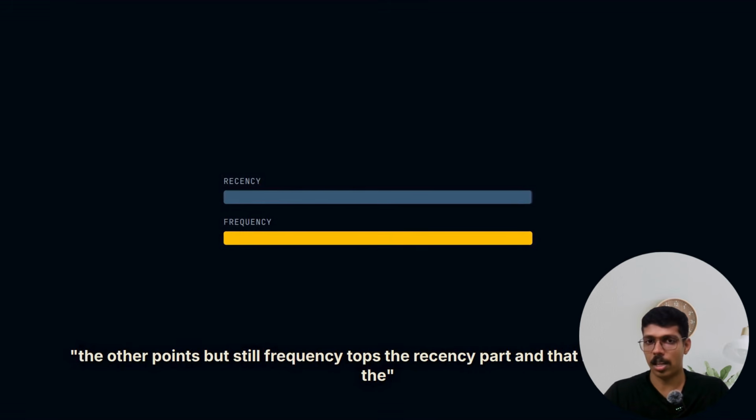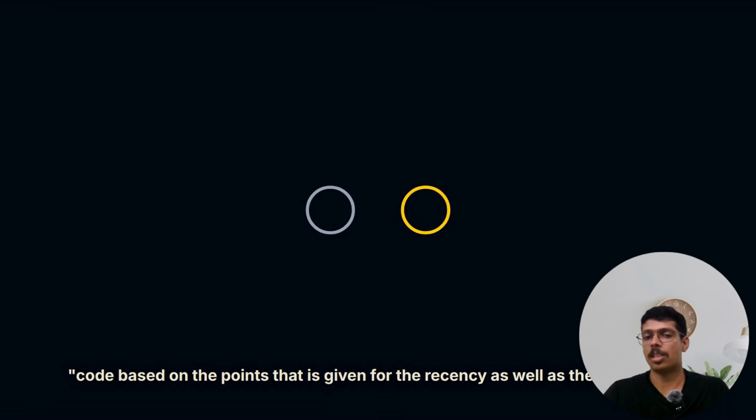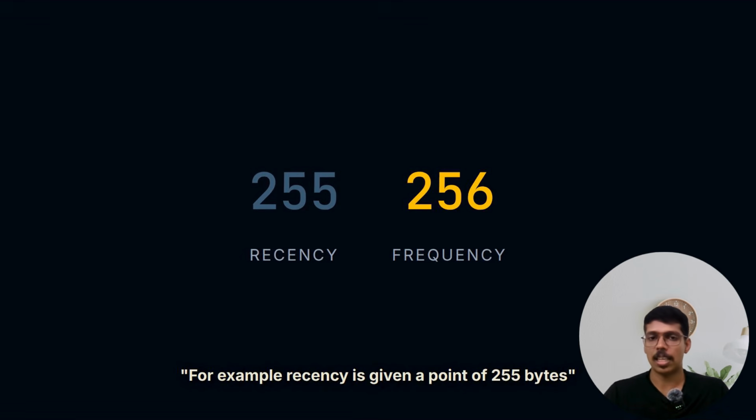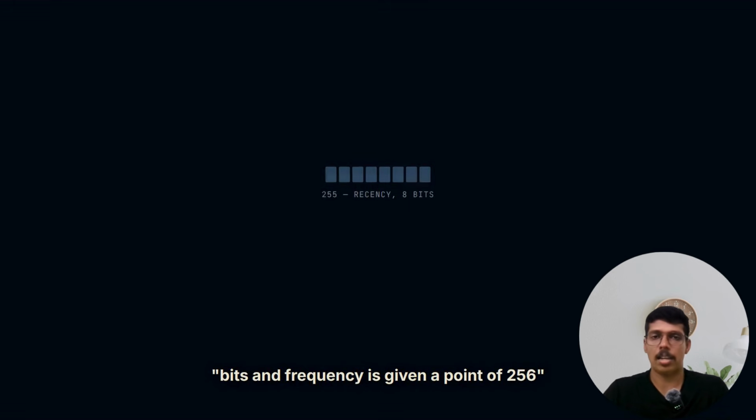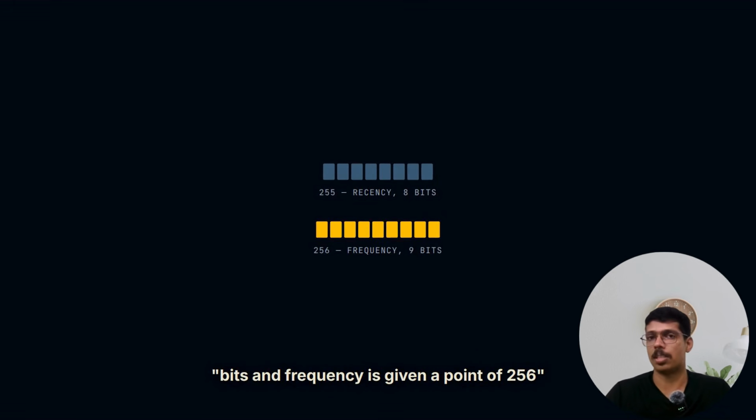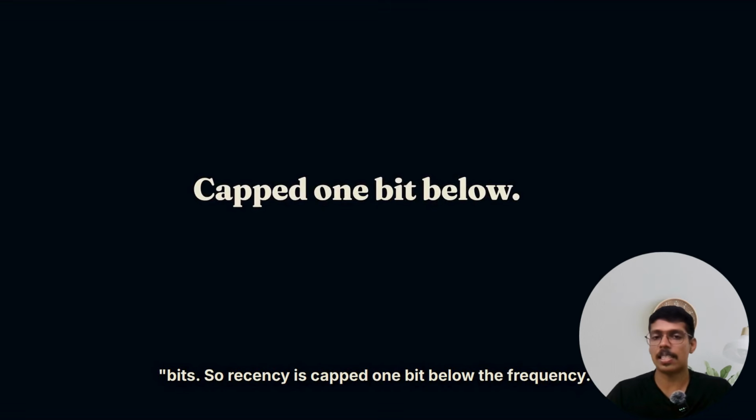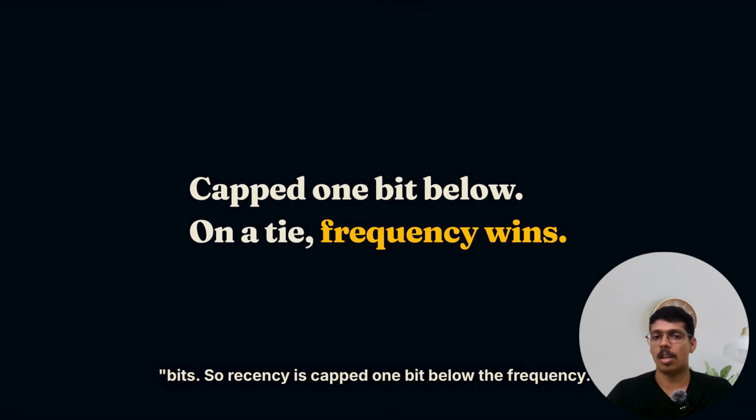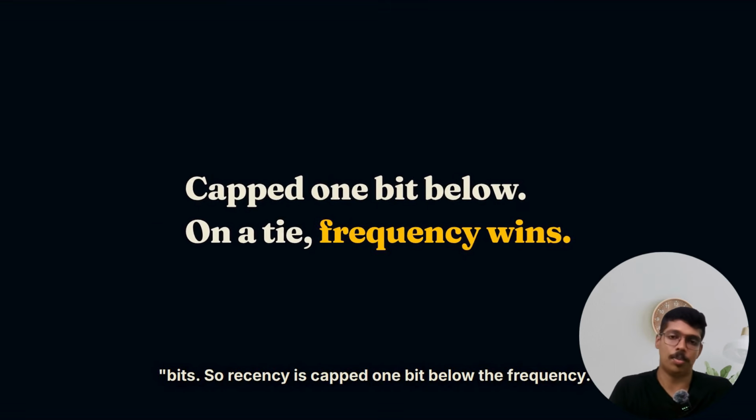points, but still frequency tops the recency part, and that is achieved in the code based on the points given for recency as well as frequency. For example, recency is given a point of 255 bits, and frequency is given a point of 256 bits. So recency is capped 1 bit below the frequency.